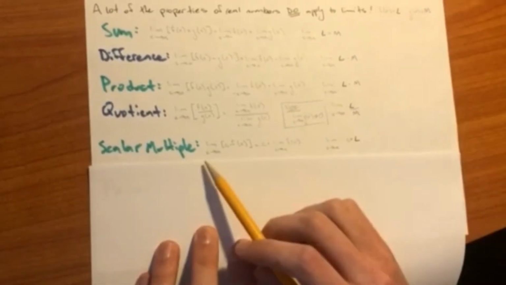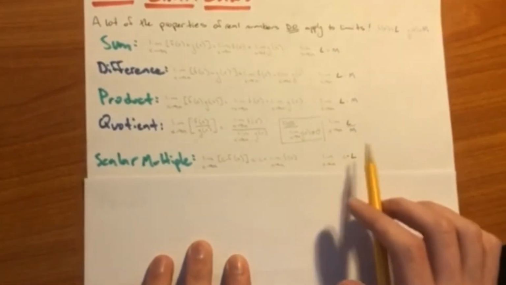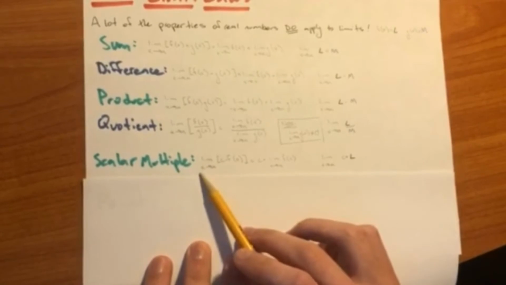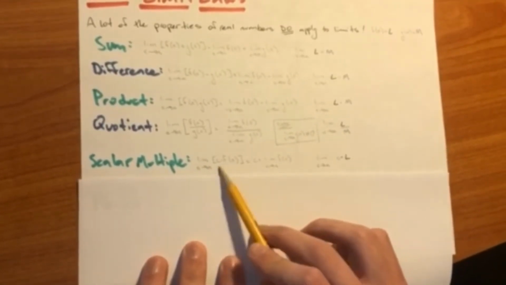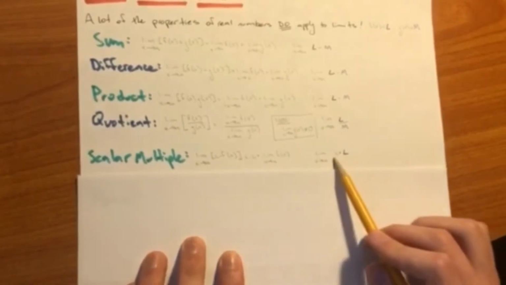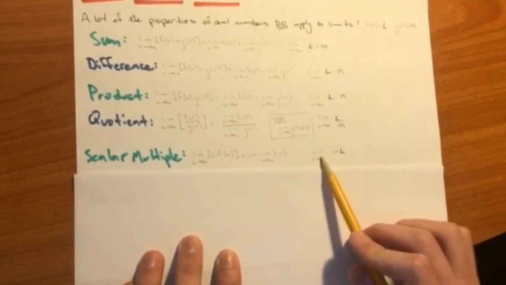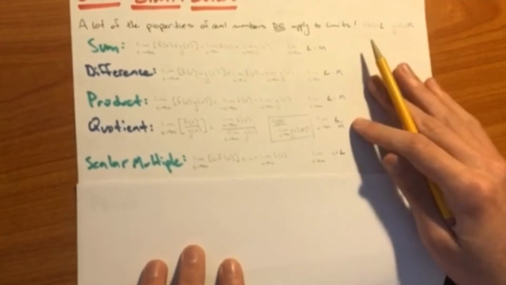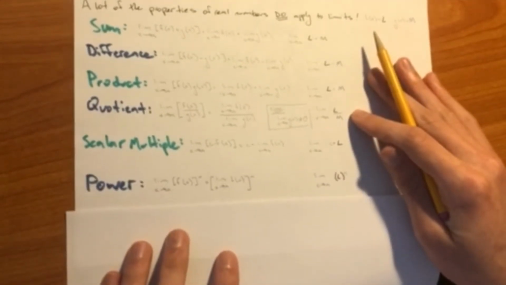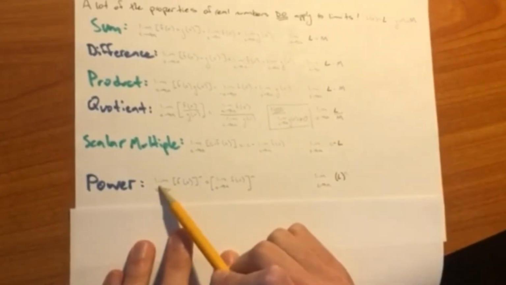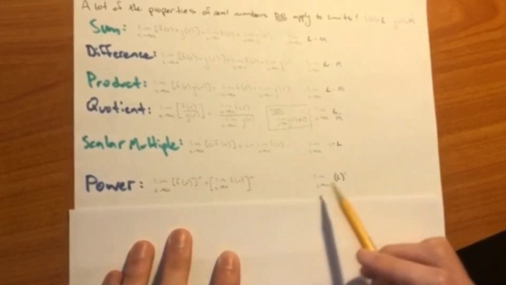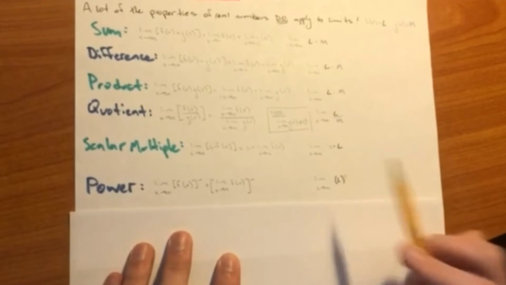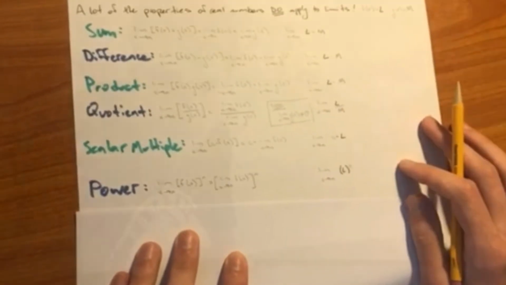The scalar multiple is pretty much just saying any number times a constant. So as the limit x approaches a, it's c times f of x. C is the constant, so you can do c times L as the limit x approaches a. In the power rule, it's the limit x approaches a, f of x to the power of n. So L to the power of n. And that's pretty much it.